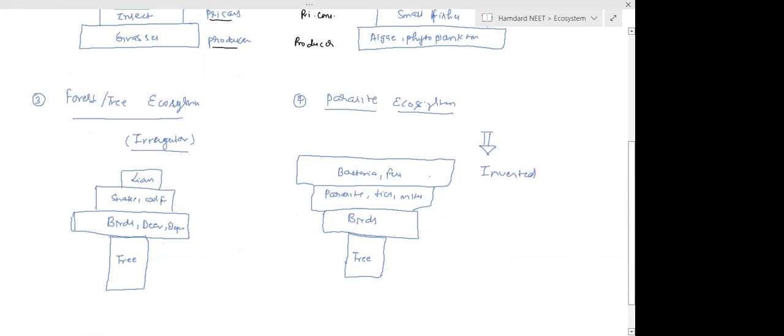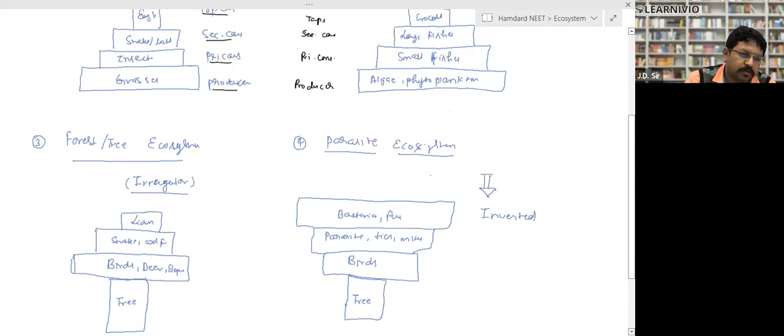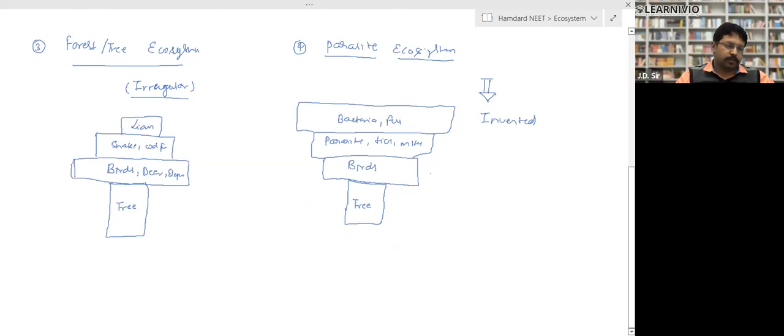So now come to the forest ecosystem. Still, we are talking about the pyramid of number. This is the third example, third type, in fact. When we talk about the tree or forest ecosystem, it is irregular. This is not upright. Why? Because at the base, the number of trees is just one. It's a large banyan tree, a very large banyan tree. So the number is only one.